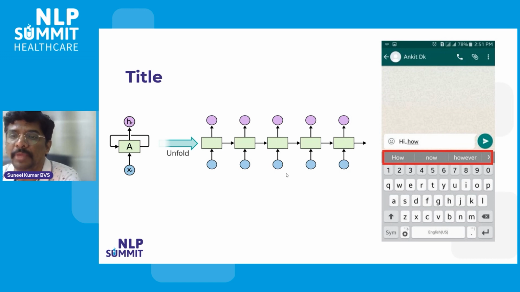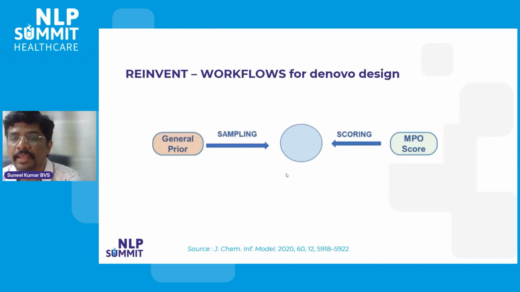Similarly with SMILES, when you start with a carbon as the first atom, what is the next character? It gives a probability of what will be the tentative, probable next character, either nitrogen or oxygen or again carbon itself. So in drug designing, RNNs can be used to generate novel molecular structures, and generally these RNNs are trained on a database of SMILES strings, representing what we call a latent space.